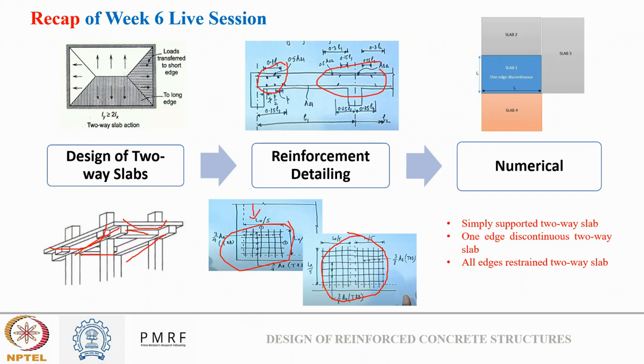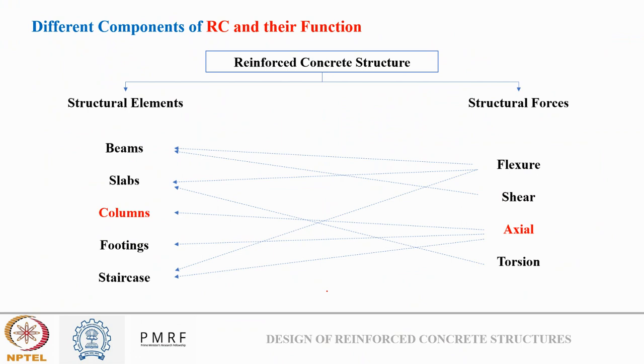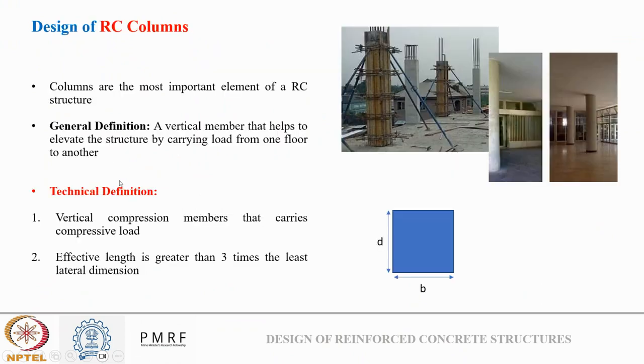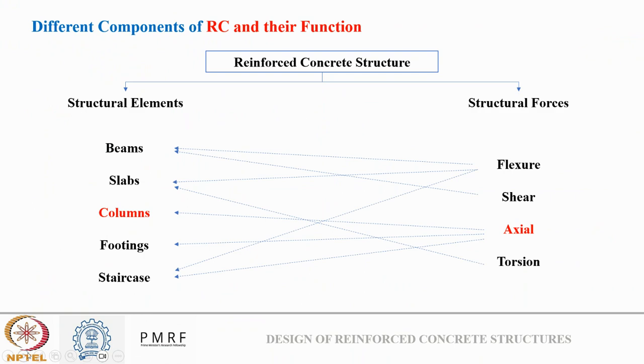Okay, so before starting with the design of reinforced concrete column, I will just recap the basics that we have been discussing since week 1. What are the different components of RC, and what are their needs? If we see, there are 5 major components of an RC building: beams, slabs, columns, footings, and staircase.